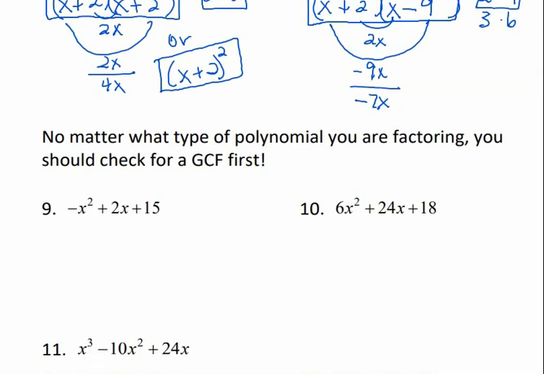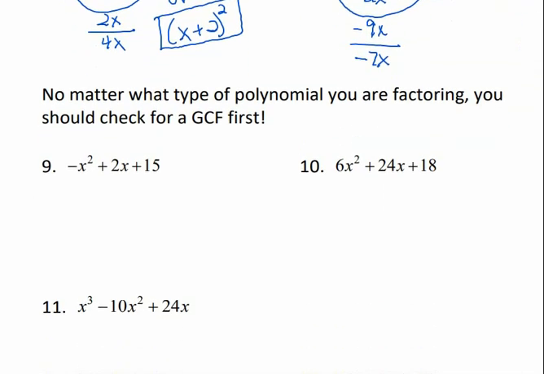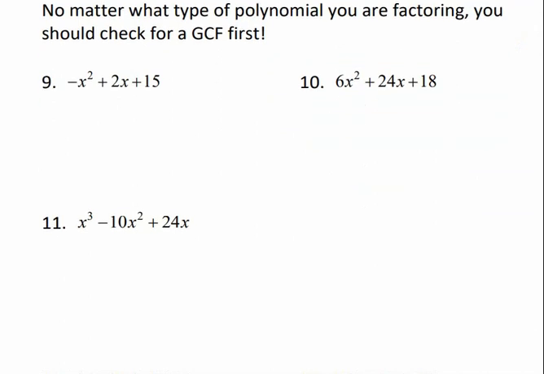Now, no matter what type of polynomial you're factoring, you should always check for a GCF first. So if I look here at number 9, do I see something that they all have in common? Well, this is a negative 1, a 2, and a 15, so you might say, no, they don't have anything in common. But anytime this leading coefficient is not 1, it's going to make it a little harder to factor. So an easy trick when you're factoring is to turn it into a positive 1, and the way you do that is by factoring out a negative 1.